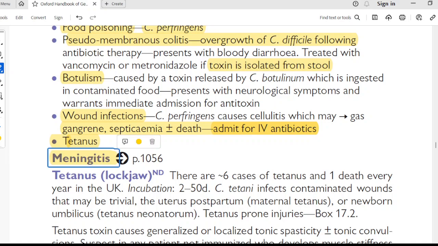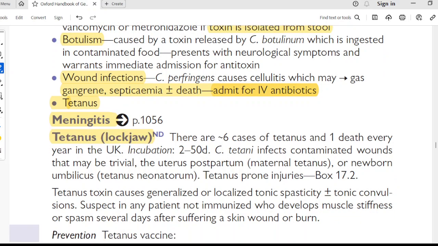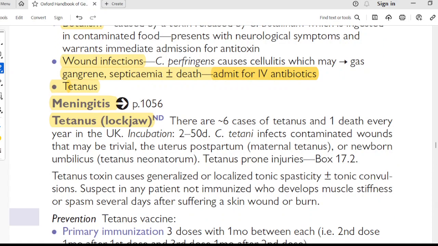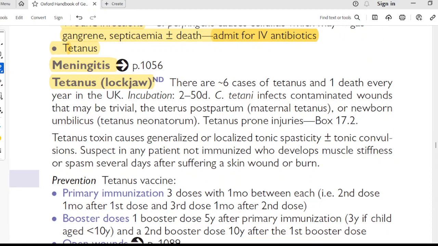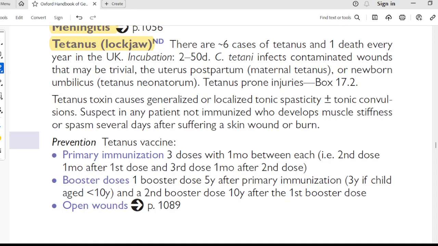Page 1056. Tetany, lockjaw. There are 16 cases of tetanus and one death every year in the UK. Incubation period is 2 to 50 days. Clostridium tetani infects contaminated wounds that may be trivial, the uterus postpartum, maternal tetanus, or a newborn umbilicus, tetanus neonatorum. Tetanus-prone injuries are given in box 17.2.